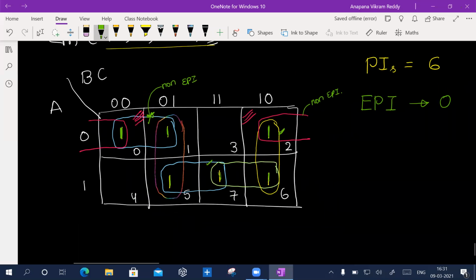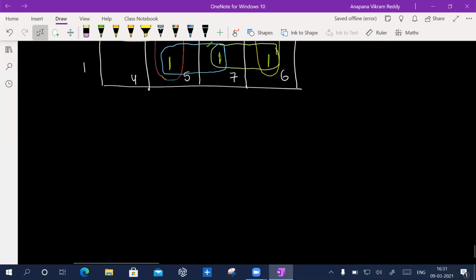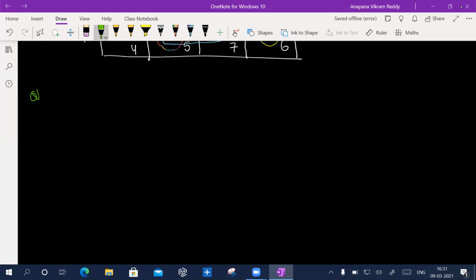So therefore I don't have any EPIs for this. If I don't have any EPIs for this, then can I get a simplified expression? Of course you can get. What is there? Remove redundancy. So whatever you have, that's the answer. That's a simplified one. And if you have any EPI, it is the most simplified one. That's it. So there's no second thought in that. So just don't get confused in that, okay?